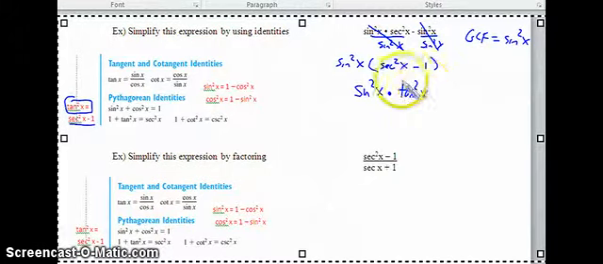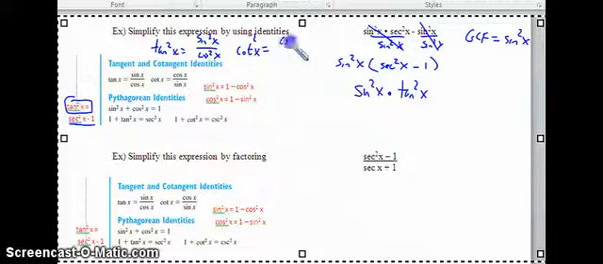In the previous problem I had a tangent, and I changed it to sine over cosine. This time I have a tangent squared. So one of the things I want you to add to your formula sheet is, with the tangent squared and the cotangent squared, you can actually write it as tangent squared of x is equal to the sine squared over the cosine squared, and the cotangent squared of x is equal to the cosine squared over the sine squared.